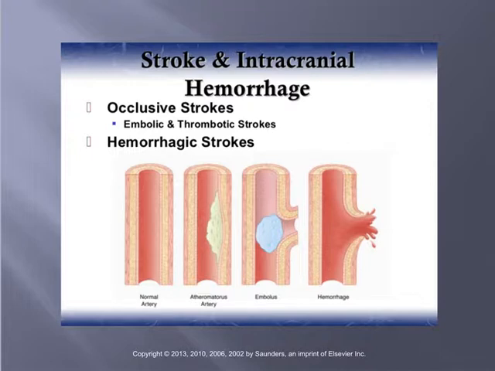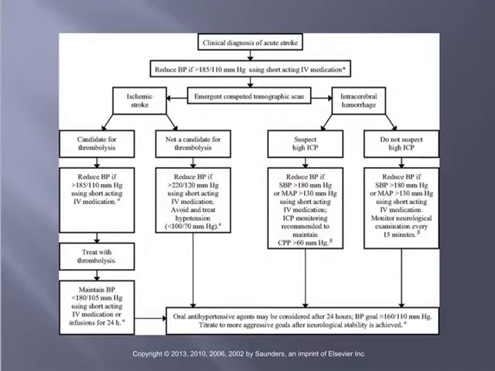As I mentioned, we could have an occlusive or hemorrhagic stroke, and this is just pictures that show you those different strokes in action. So whether there's a thrombus formation or an embolism or a bleed. And depending on the clinical diagnosis of the stroke, we have different goals. So if it's an ischemic stroke, we're going to do the left side of this frame. If it's a bleed, we're going to do the other side of it.